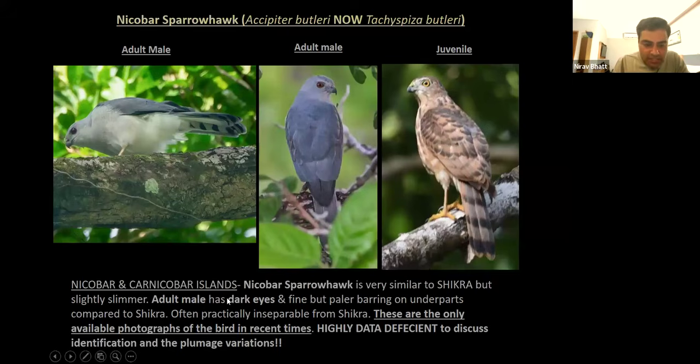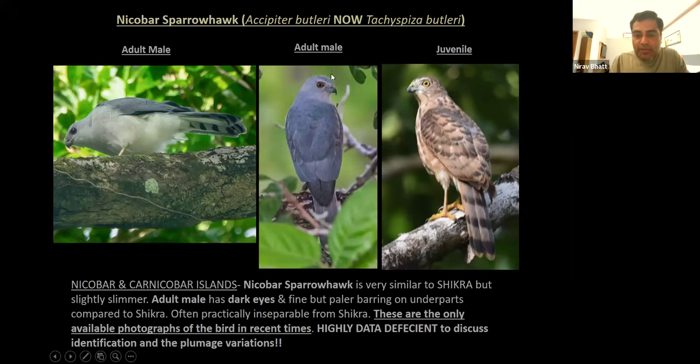It's endemic to Nicobar and Car Nicobar Islands. It is very similar to Shikra. It is extremely similar to Shikra. Okay. But there are only a few differences that are seen here. One is adult male has dark eyes and fine but paler barrings on the underparts compared to Shikra. The barrings here are fine and paler in comparison to Shikra. Shikra would have more prominent rufous color barrings. Okay, very, very similar. So sometimes inseparable.